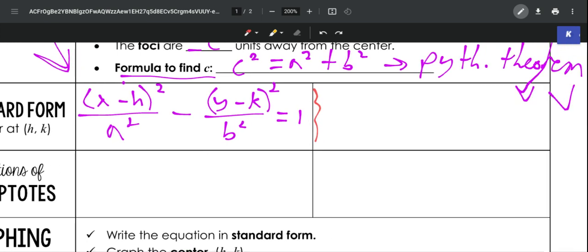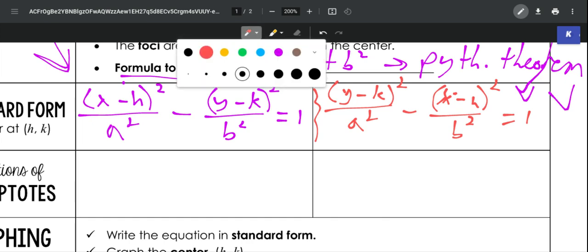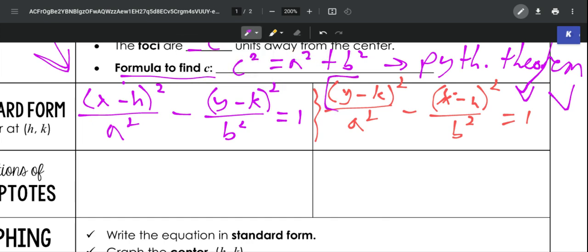Now watch what happens when we do the vertical. Instead of it being x minus h, now it's y minus k squared over a squared minus x minus h squared over b squared. And everything's still equal to 1. So notice here, this would be a vertical hyperbola, and y is leading. Y is in that first term, so y is leading. So that's an easy way to really know the difference between the two.